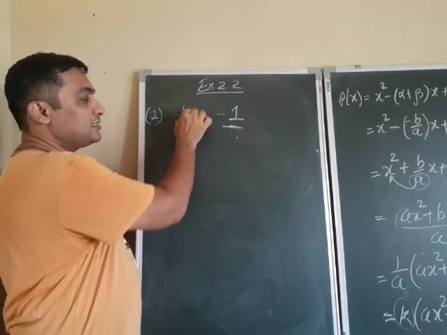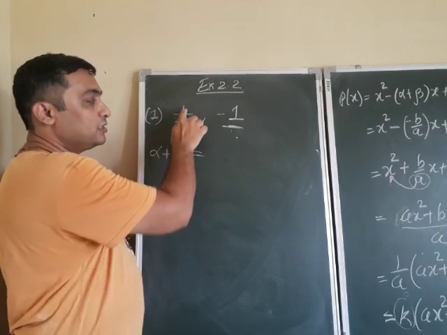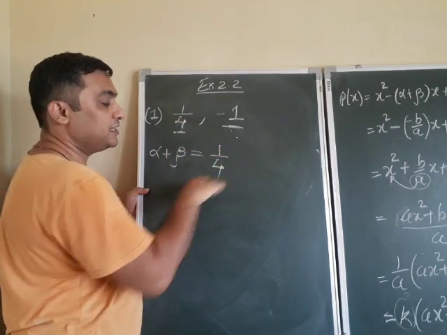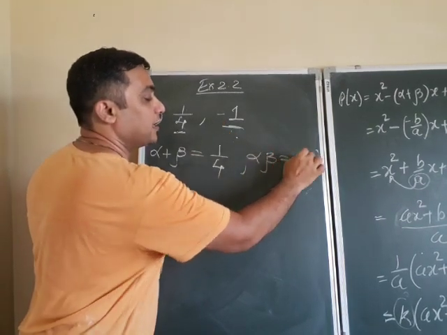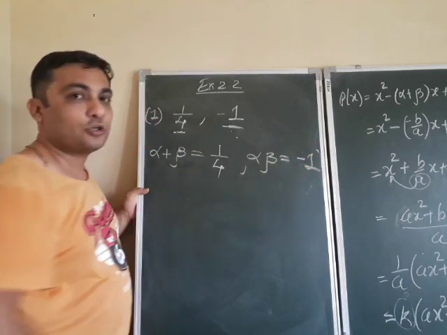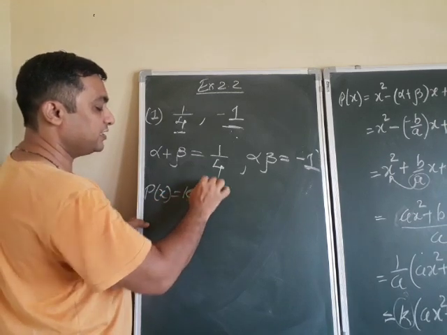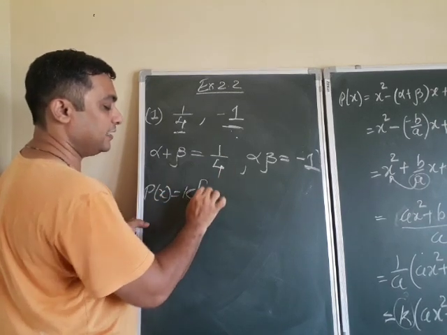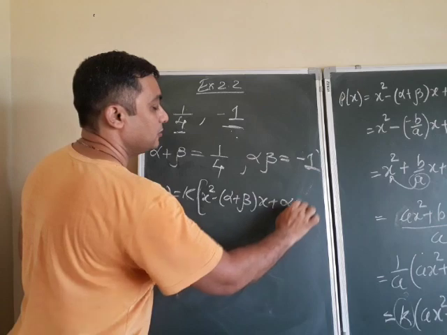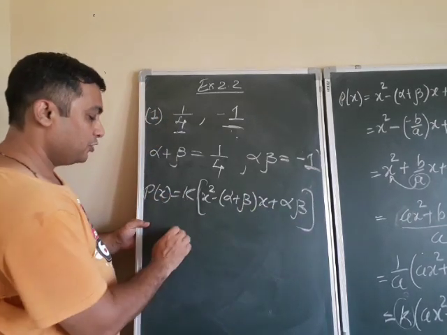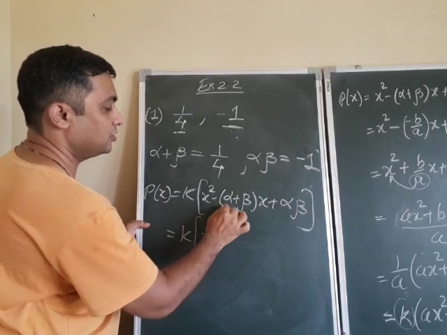Understood? So this is the sum of the zeros. Zeros are known as alpha and beta. So alpha plus beta is 1/4, and this number is the product of the zeros, so alpha into beta is equal to -1. So find the polynomial. Polynomial p of x, by theoretical background, is given as k in bracket x square minus (alpha plus beta) into x plus alpha into beta.